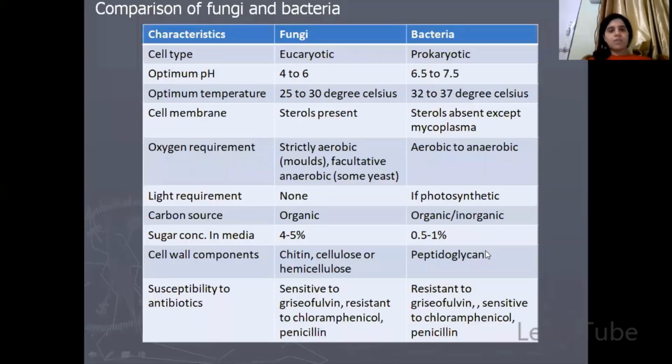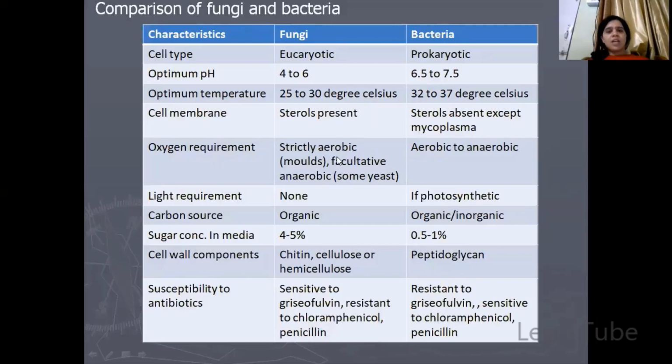Now, what is the difference between fungi and bacteria? Fungi are eukaryotic organisms. Bacteria are prokaryotic. The pH required for fungal growth is 4 to 6. The pH required for bacteria is 6.5 to 7.5. So, in short, fungi grow in acidic pH. The optimum temperature required for fungal growth is 25 to 30 degrees Celsius. Here it is 32 to 37 degrees Celsius. The cell membrane of fungi contains sterols, whereas bacteria do not have sterols except in mycoplasma.